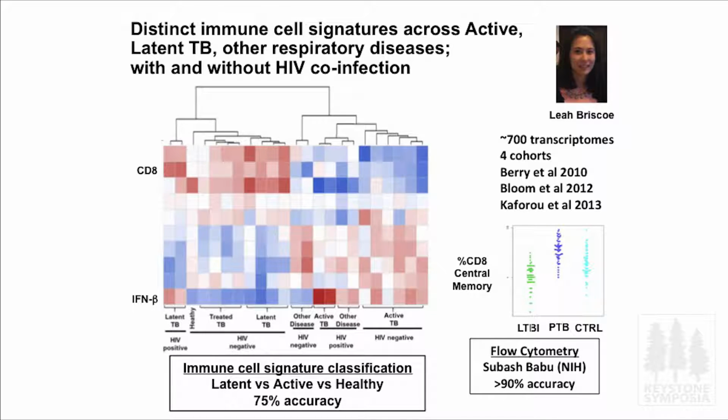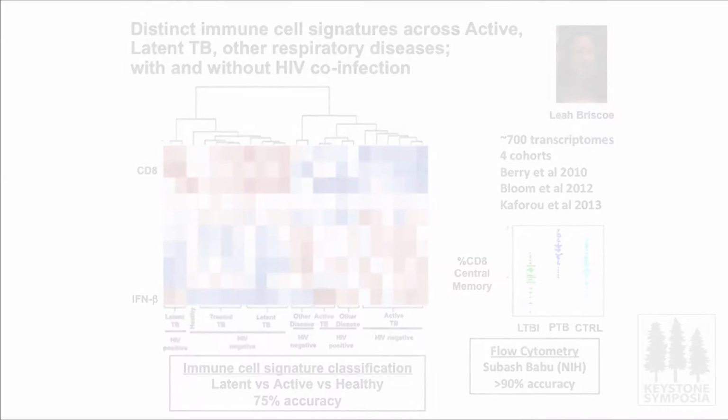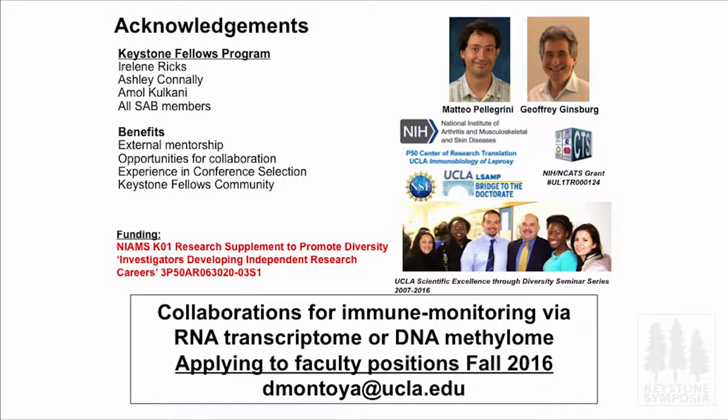And so what we wanted to try here is, can we classify TB based on the cell signatures alone? We found that with latent versus active versus healthy, we get about 75% accuracy. Looking more directly at flow cytometry, with some data from Subash Babu at the NIH, we're able to get over 90% accuracy to diagnose TB using just cell signatures alone. So we don't have to do a blood transcriptome from every single patient. We could just look at their cell frequency.